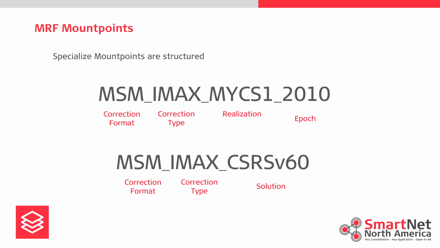So you'll be able to go to the source table. You'll be able to look at this mount point and go, okay, that's NCS, that's MSM, that's IMAX, that's NCS1, so that's US, and that's on the epoch 2010. So it's right there in the mount point of what you are getting to be able to use it. The same thing in Canada. So you'll see MSM, you'll see IMAX, and you'll see CSRS version 6.